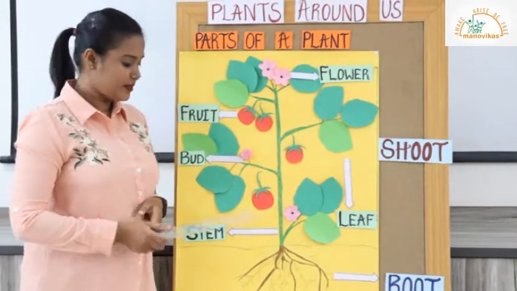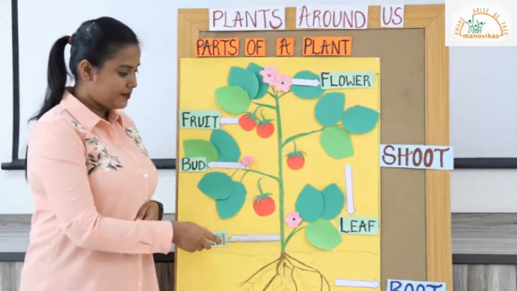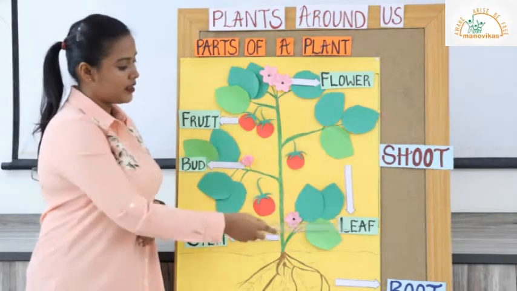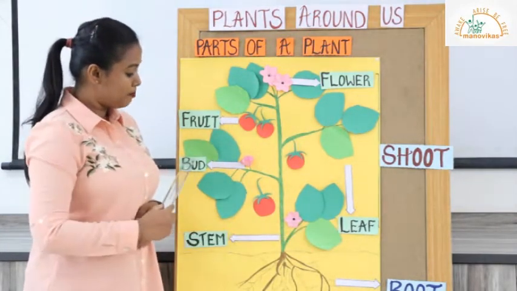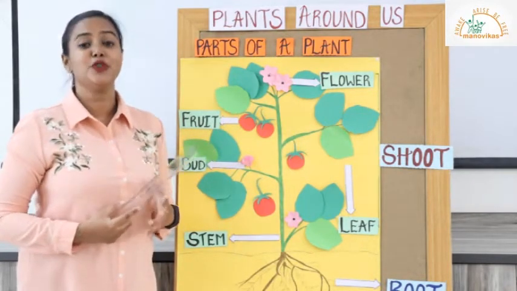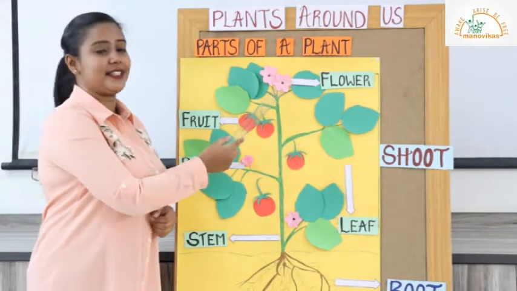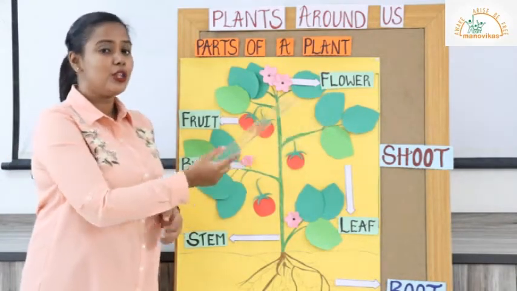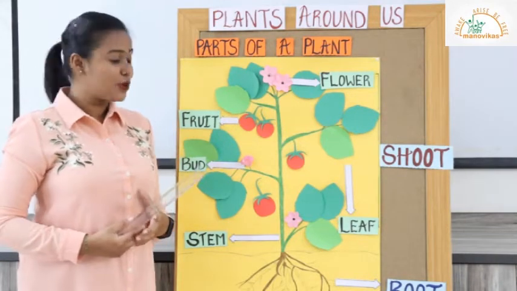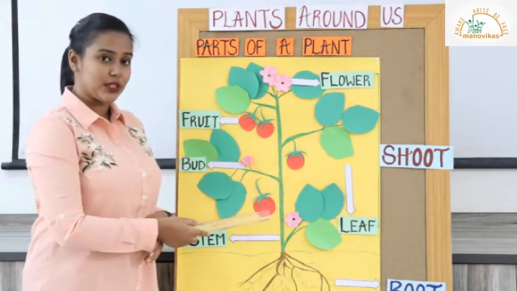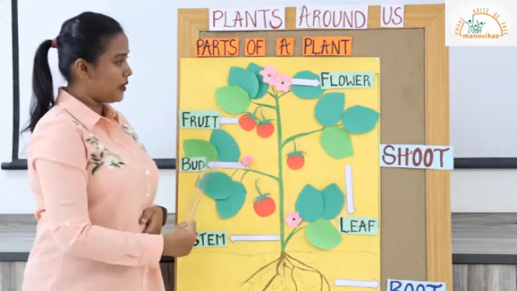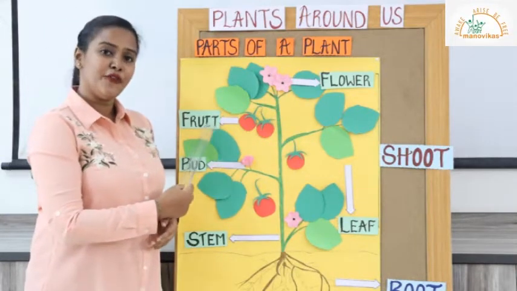A shoot has a stem, it has leaves, it has buds. Here you can see a bud, and these buds bloom into beautiful flowers. Yes, here you can see the flowers. Not only the flowers, but plants also bear tasty fruits. So here you can see the fruits. So the shoot has stem, leaves, buds, flowers and the fruits.